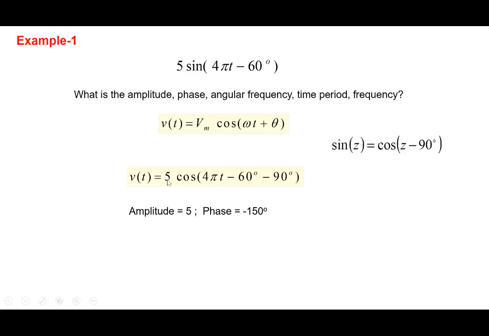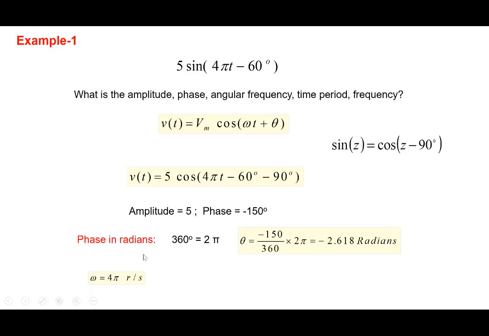And then the amplitude is 5. We just compare: amplitude is 5 and phase is minus 60 minus 90, which is minus 150 degrees. Phase of the signal. Phase in radians, all of you know 360 degrees is 2 pi. So phase you can convert it into radians. And frequency omega is 4 pi here.